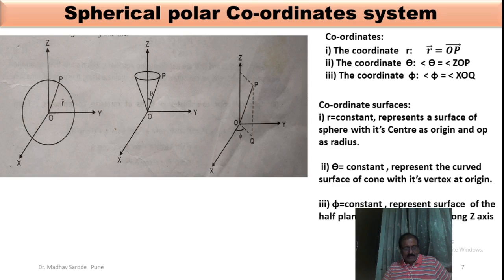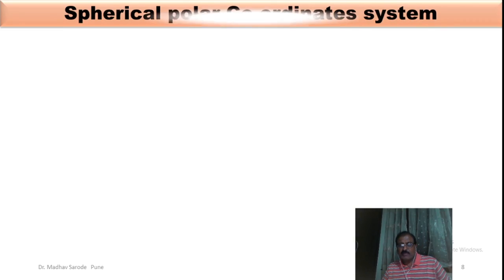transformation equations, meaning how we convert x in terms of r, theta, phi, or y in terms of r, theta, phi, or z in terms of r, theta, phi. That is, Cartesian coordinates in terms of the spherical coordinate system, or the spherical coordinate system in terms of the Cartesian coordinate system. So let us study the transformation equations in the spherical polar coordinate system.